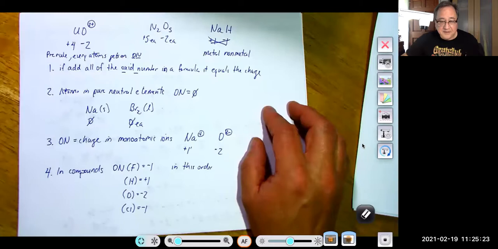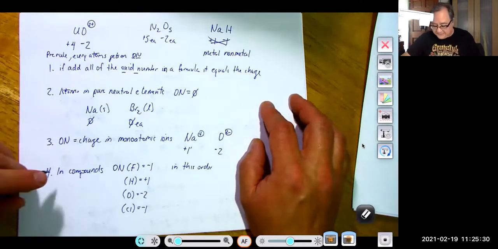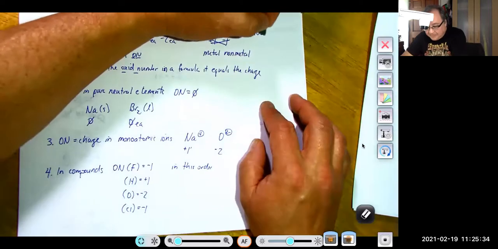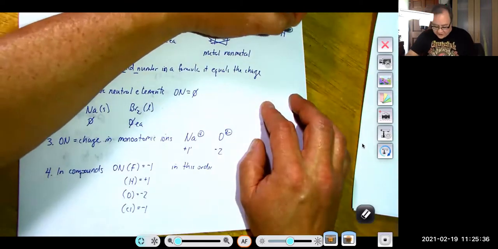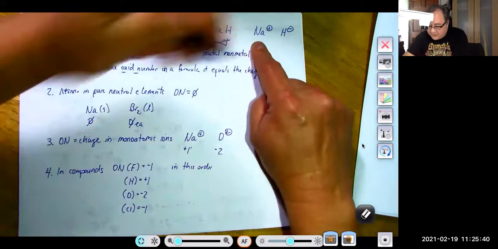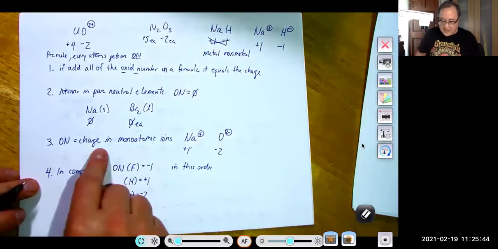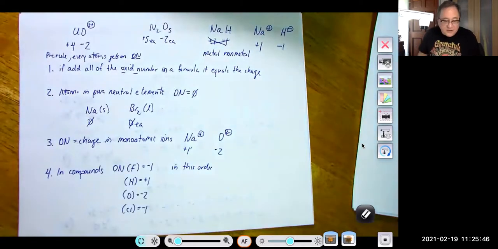A monoatomic ion. It's ionic. And if it's ionic, what comes first, the cation or the anion? Cation. So this is an Na+ and an H-. So what is the oxidation number of this guy? +1, this guy, -1, the charge on the ion. We don't even get to rule 4.